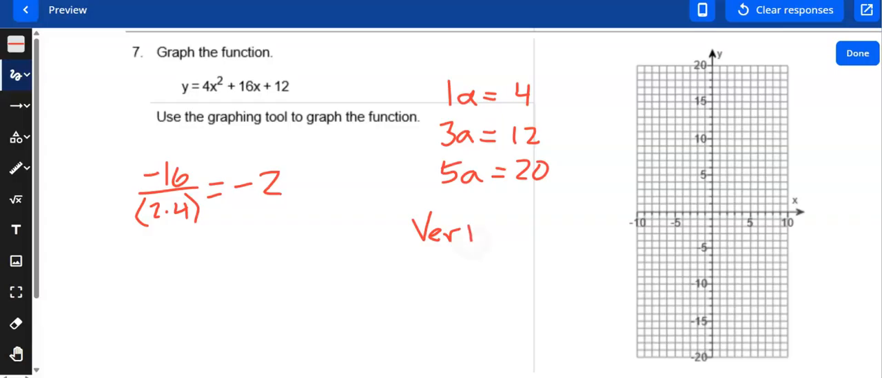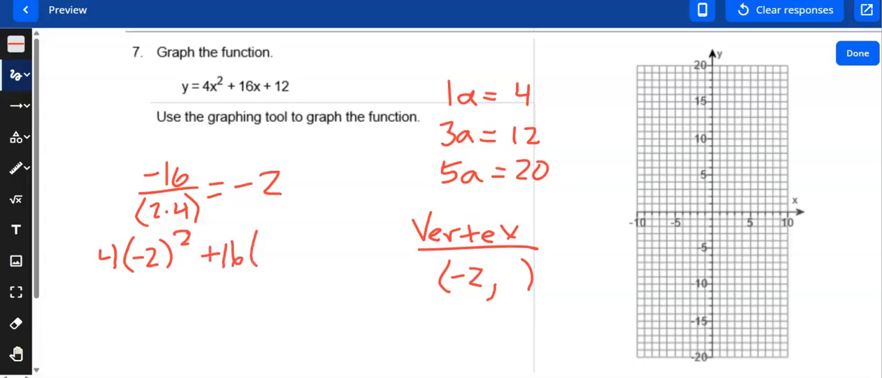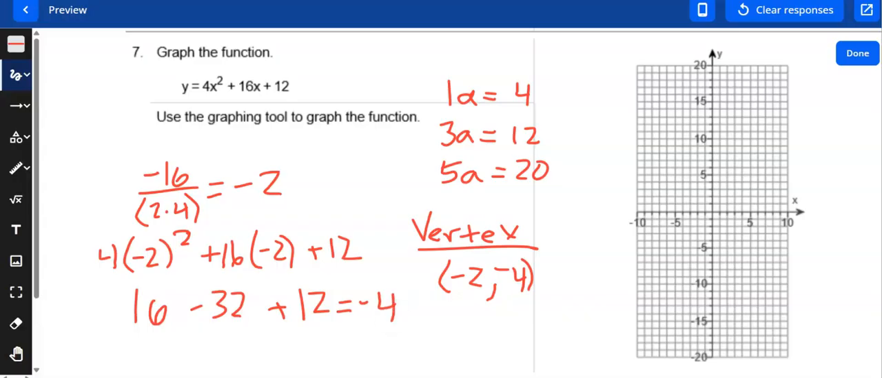So we know our vertex starts out at negative 2. And we plug it in. So 16 minus 32 plus 12. Minus 4. So negative 2, negative 4.